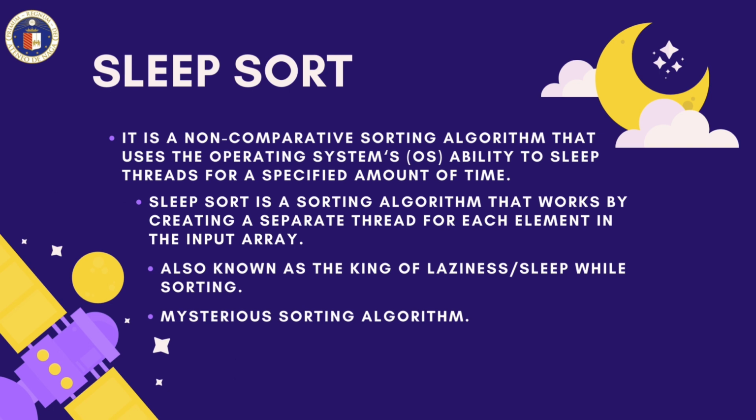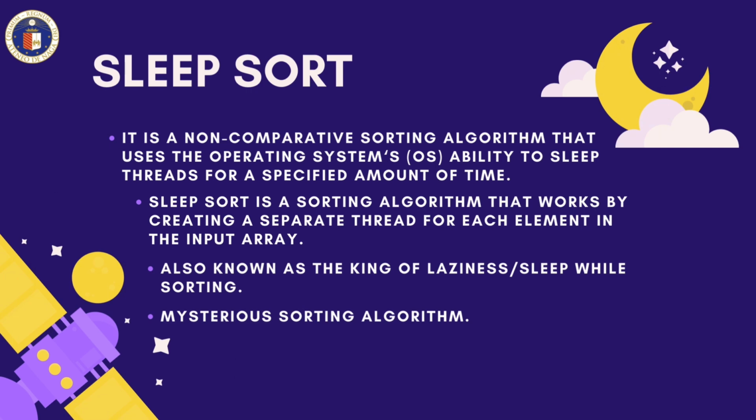This sorting algorithm works by creating a separate thread for each element in the input array. It is also known as the king of laziness or sleep while sorting. This is sometimes called the mysterious sorting algorithm because all this multi-threading process happens in the background at the core of the operating system. We do not get to know anything about what's happening in the background.